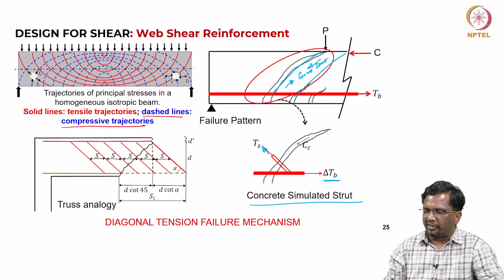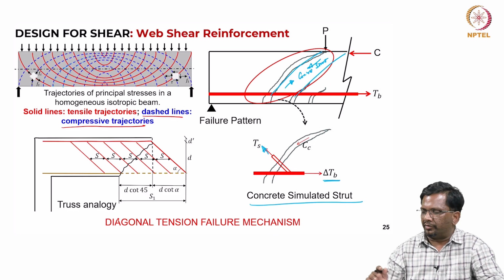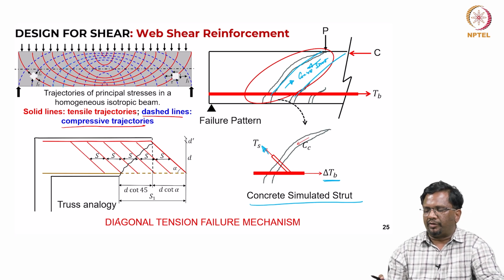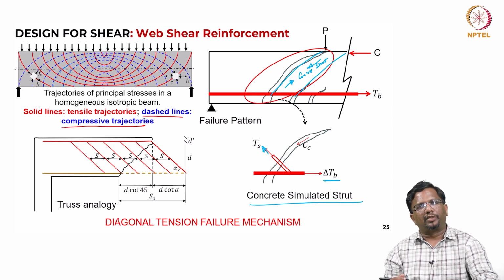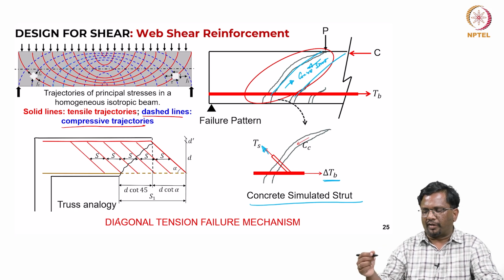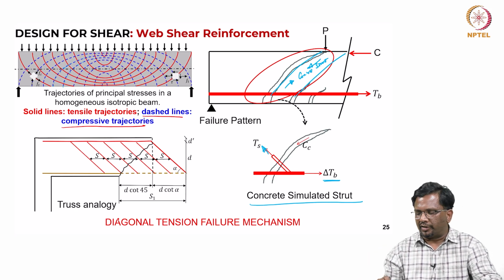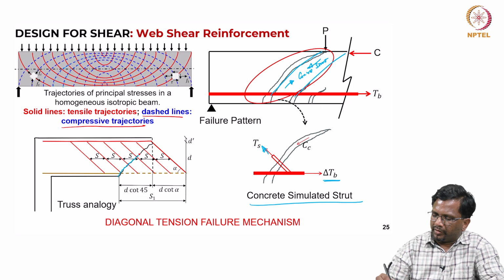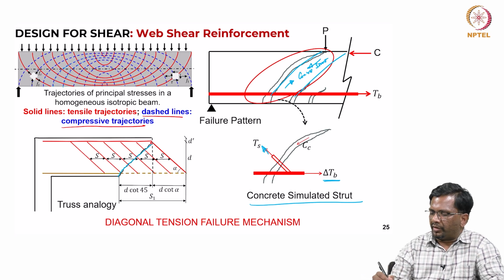Now, how do we estimate the capacity for design purposes? The failure mechanisms in shear can be quite complex, but for design, we need to come up with some simplified ways of calculating the capacity. So, people have assumed this truss. They assumed that the concrete between the cracks will act like a strut, and the stirrups and the longitudinal bar will act like a tie.